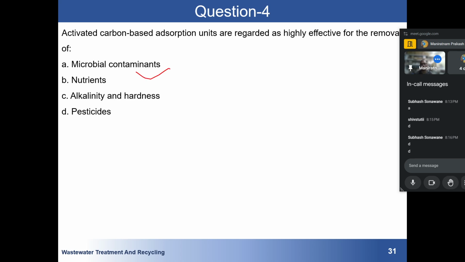We know that for microbial contaminants we use chlorination. For nutrients, they can be in the form of nitrogen or phosphorus. So for removal of nitrogen we use nitrification and denitrification process, and for removal of phosphorus we can use some kind of chemical like aluminum sulfate or ferric chloride. Similarly, for alkalinity and hardness we use the ion exchange process. And finally, pesticides are removed via activated carbon, because these pesticides get adsorbed on the surface of carbon.